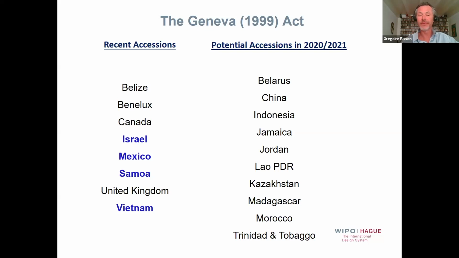Also important in the Brexit context is the fact that the UK has joined almost 2 years ago, and Vietnam was also a long expected accession. Now moving to the list on the right, if I may, these are potential accessions for the next couple of years, or 2020 and 2021. Obviously, some of these countries are small jurisdictions, small markets, but others are large and very large indeed.